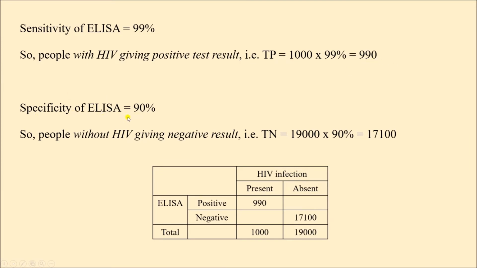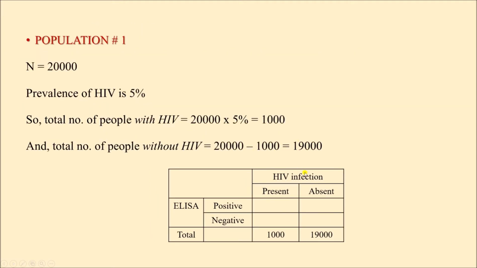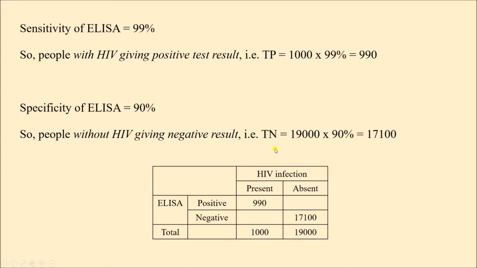Similarly, the specificity of ELISA is 90%. This is also given. That means out of all people who are not suffering from HIV, how many of them will test negative? So the people without HIV giving a negative result are the true negatives, because they are not suffering from the disease and they have also given a negative test result. So that means 90% of 19,000 people, these being the people who did not have any infection. So that is around 17,100.